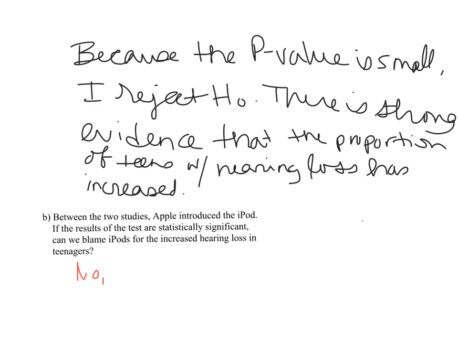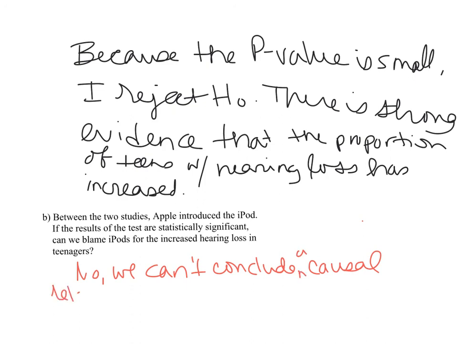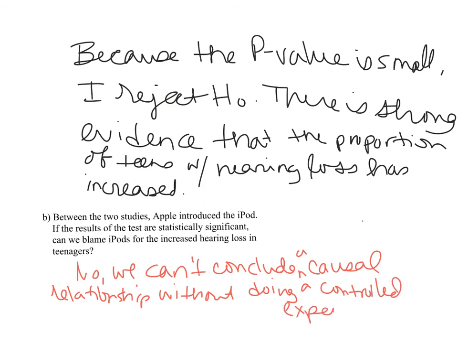Because we didn't do a controlled experiment, we can't conclude any sort of causal relationships without doing a controlled experiment. So this is a nice little review from chapter 4, but hopefully you remember that.